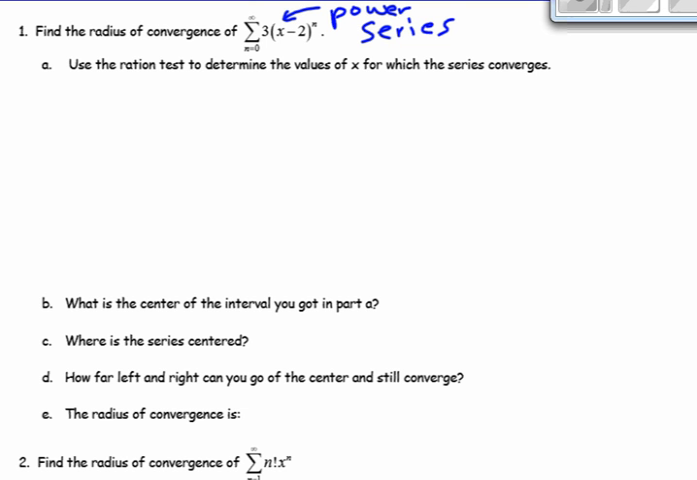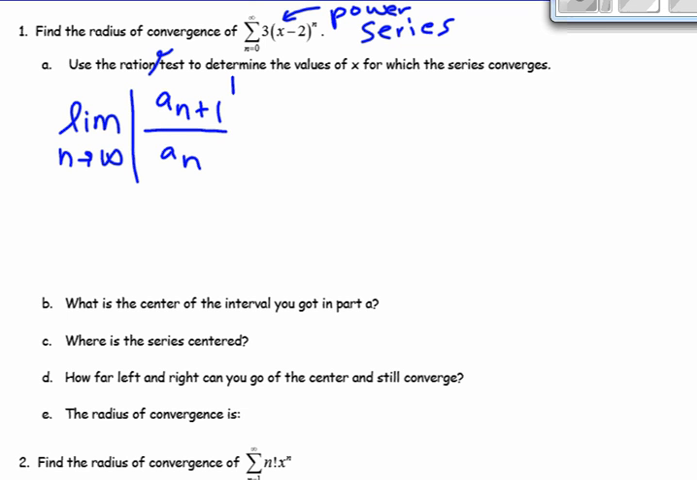All right, so we're going to use the ratio test to determine the values of x for which the series converges. So let's remember the ratio test. You're finding the limit as n approaches infinity of the absolute value of a sub n plus 1 over a sub n. Now recall that we're comparing this limit to 1. If the limit is less than 1, then the series converges. If it's greater than 1, it diverges, and if it's equal to 1, it's inconclusive. So we're going to do that for this example here.